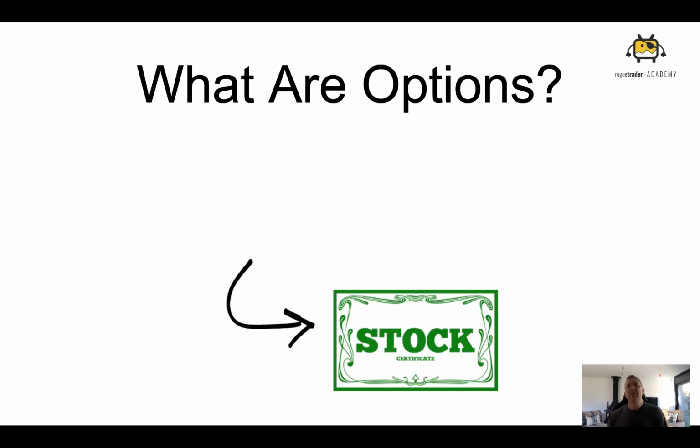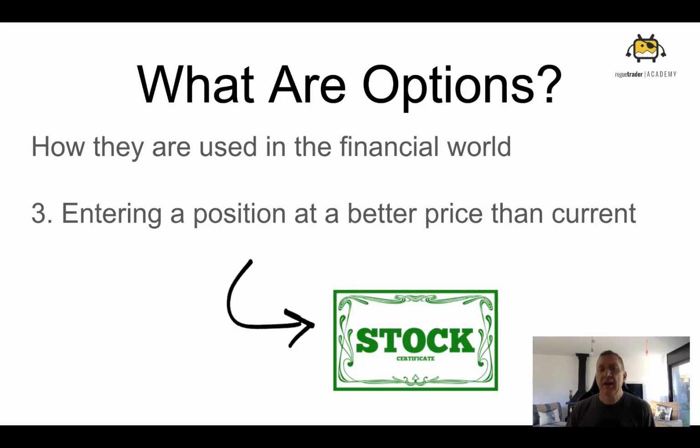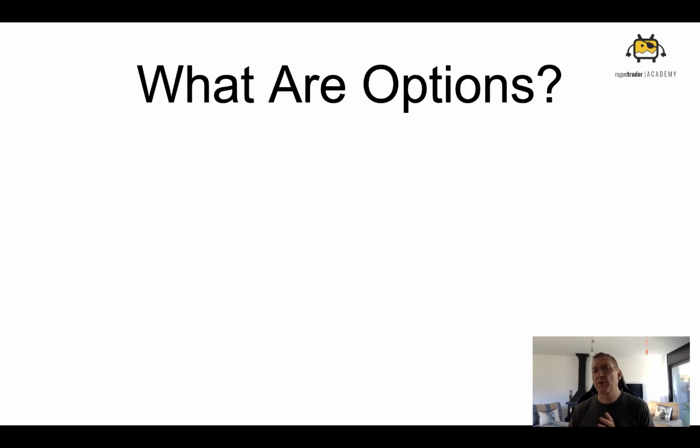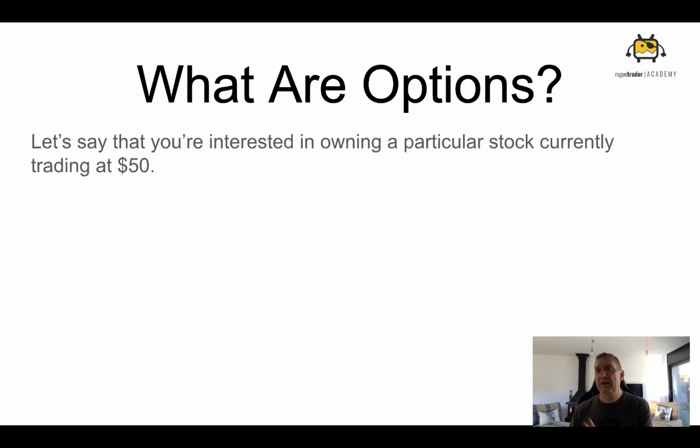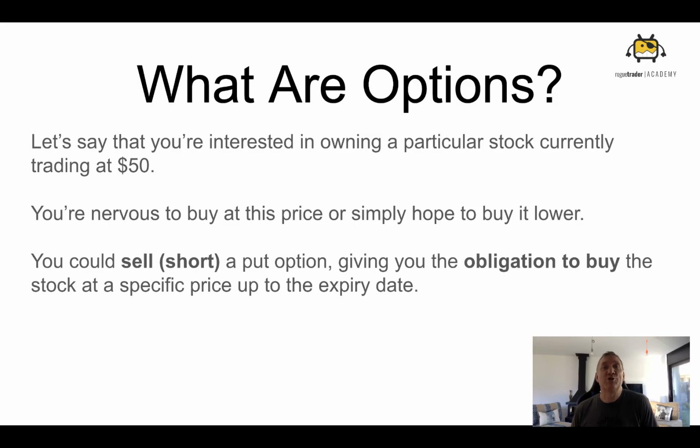Now, there's another way that options are used, and that is to enter a position at a better price than what it's currently trading at. And this isn't something that we're going to go too deep into in later lessons. We are going to talk a little bit about it. But let's just say you're interested in owning a particular stock and it happens to be trading at $50. And maybe you're nervous to buy at that price. Maybe you're thinking, oh, geez, is it going to go down? Man, I don't know. Should I buy it here? Should I buy it lower? I don't know what to do.